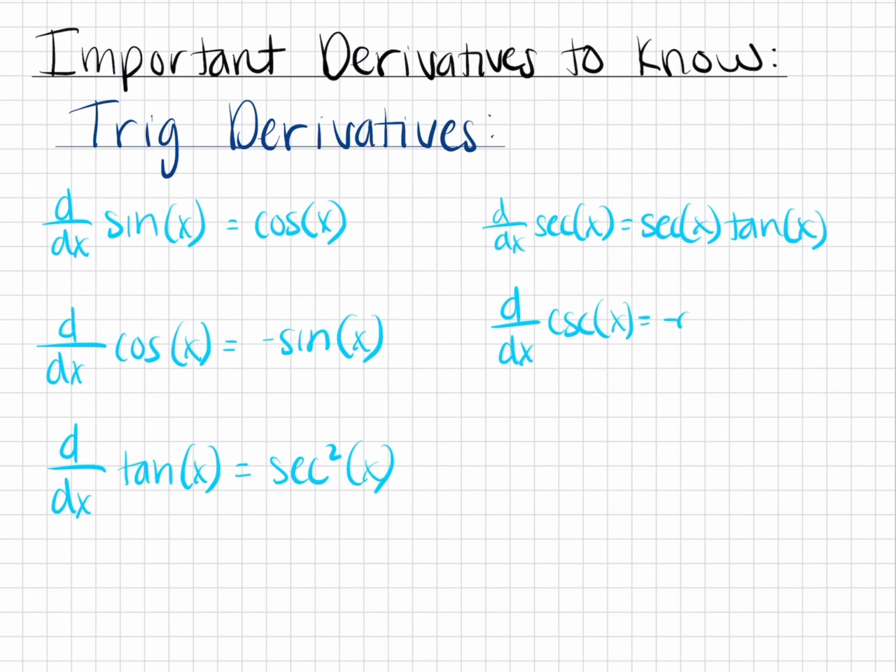The derivative of secant of x is secant x times tangent of x. And the derivative of cosecant of x is negative cosecant of x times cotangent of x.